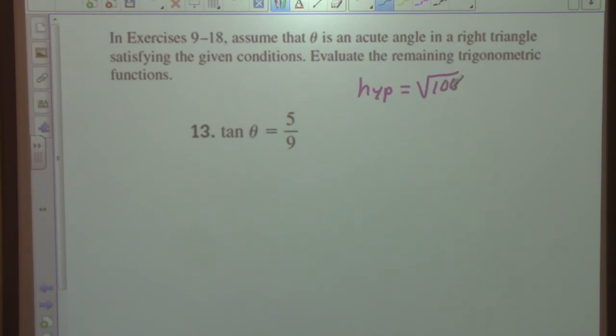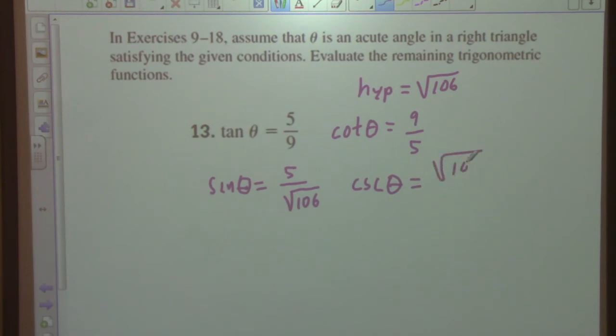So hypotenuse is square root of 106. And you got that by, you said it was 9 squared plus 5 squared? Square root of that? Okay, good. All right. Cotangent theta is 9 over 5. Sine theta is 5 over the square root of 106. Okay, what is the next one called? Cosecant? The cosine. There's secant. Cosecant theta is square root of 106 over 5. Cosine theta is 9 over square root of 106. Secant theta is square root of 106 over 9.